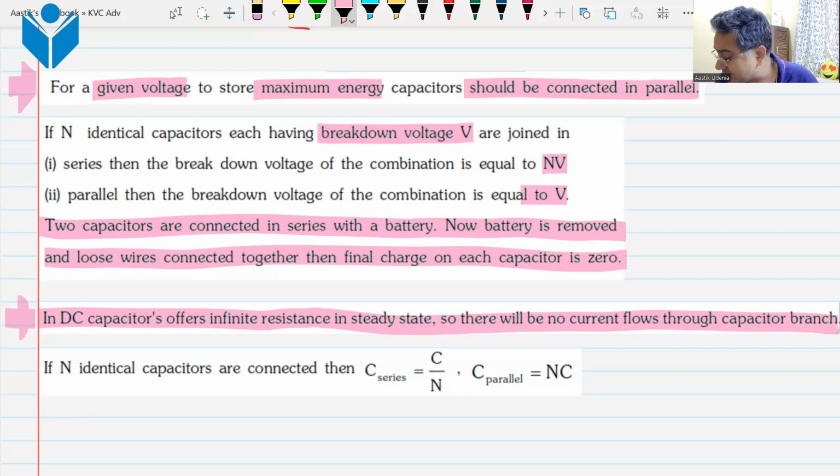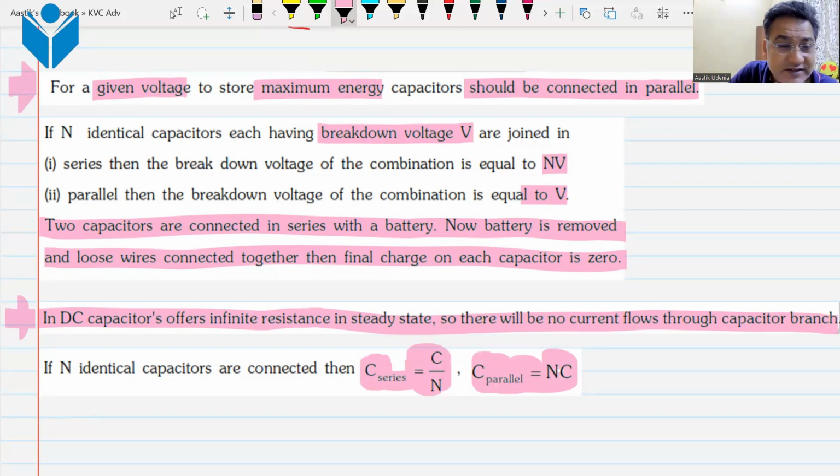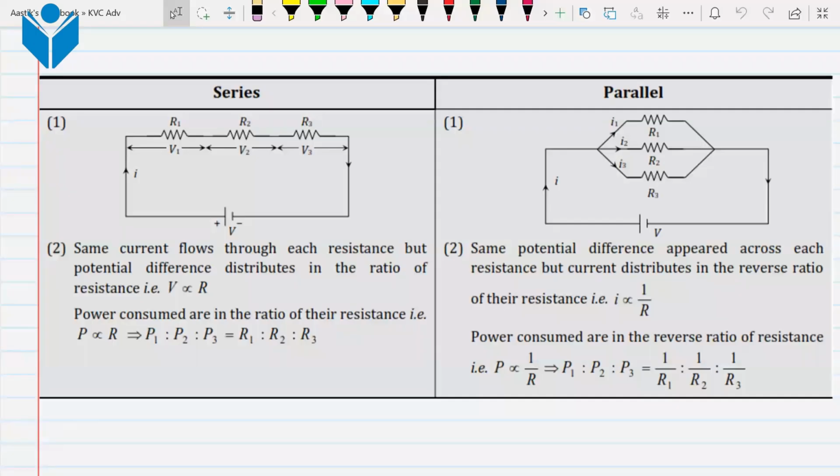If n identical capacitors are connected in series, the equivalent capacitance becomes C by n. In parallel, the equivalent capacitance becomes n times C. We understand this? Yes, sir. You have 2 minutes to note this down. Then we move to this part.